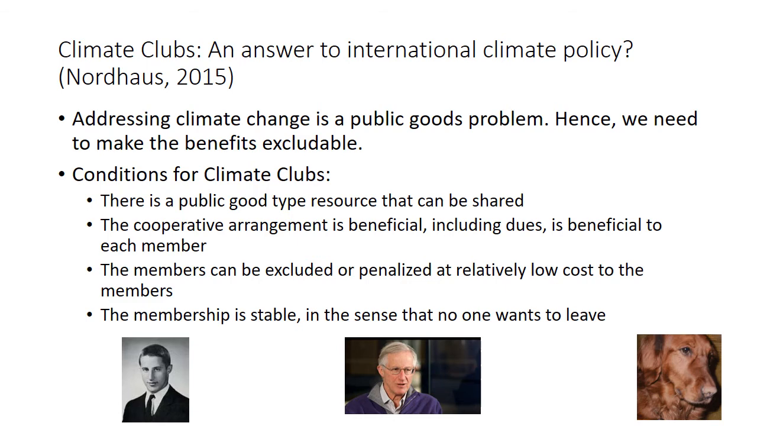His answer is we need to make the benefits excludable. And he calls this a climate club. The conditions for the climate clubs are as follows. There's a public good type resource that can be shared. The cooperative arrangement, including dues, is beneficial to each member. The members can be excluded or penalized at relatively low cost to the members, so we need to exclude countries from this membership. And the membership is stable in the sense that no one wants to leave. The pictures on the bottom are Nordhaus when he's young, Nordhaus when he's old, and Nordhaus's dog.